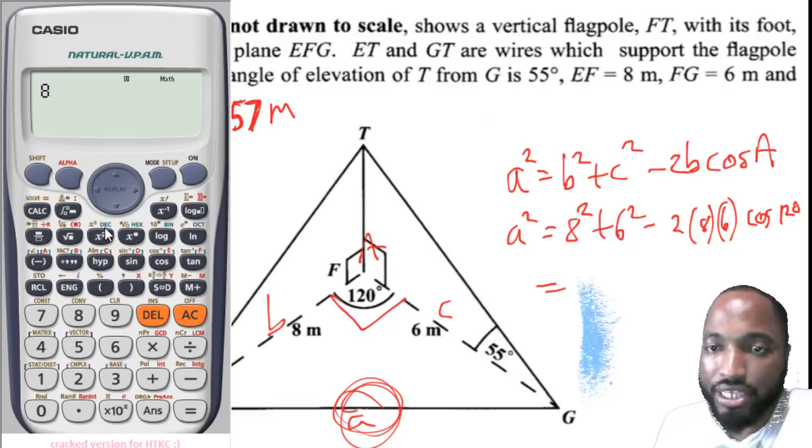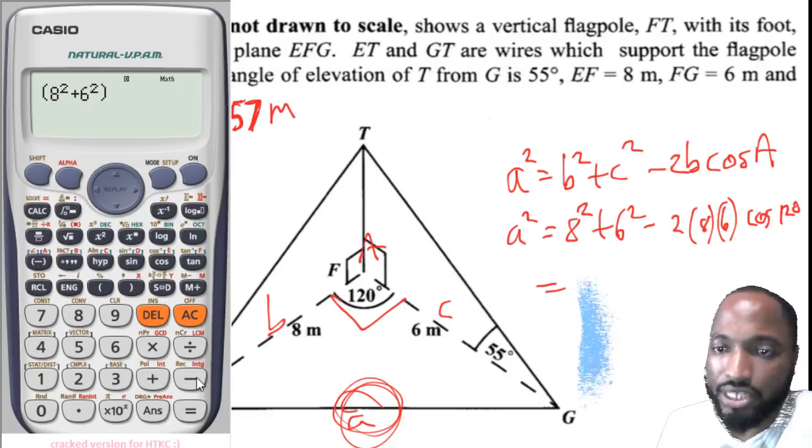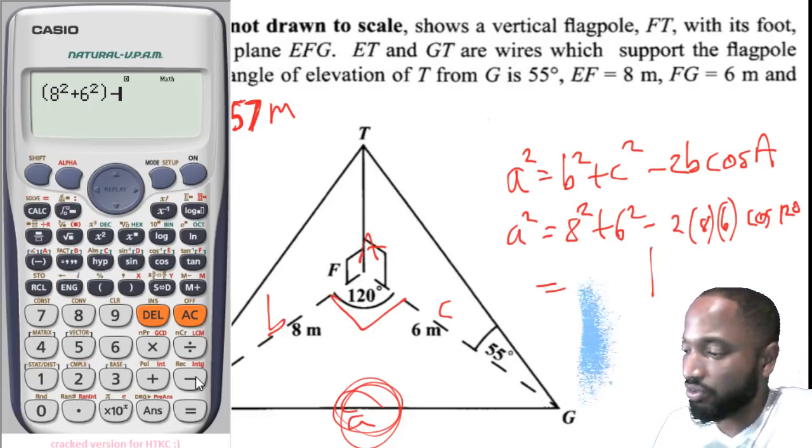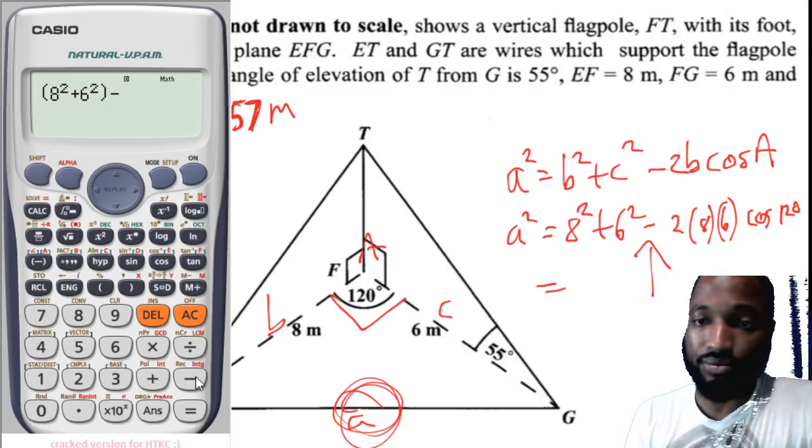Now I'm going to put 8 squared plus 6 squared plus 6 squared. And just to be sure, I'm going to put these two things in a bracket, separate from what we're going to do next. This is to give you all a clean idea of what's happening. And this is going to be takeaway, because we reach here now. Takeaway, and you're going to put 2. I can put this in a bracket just to be clear.